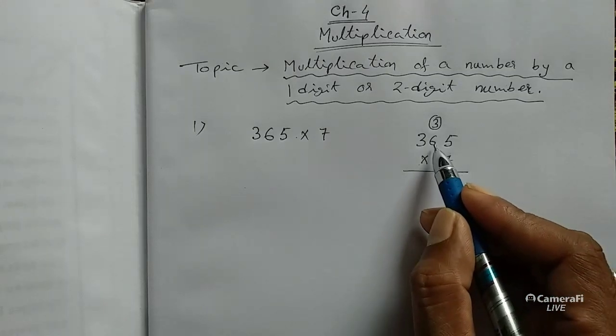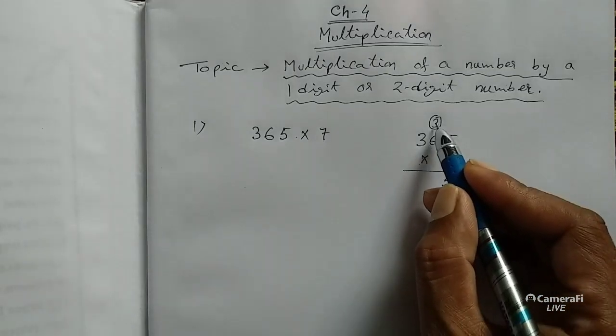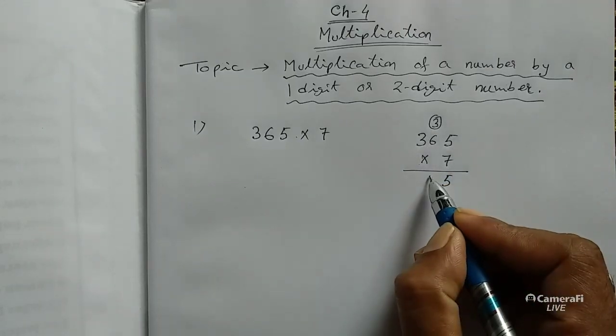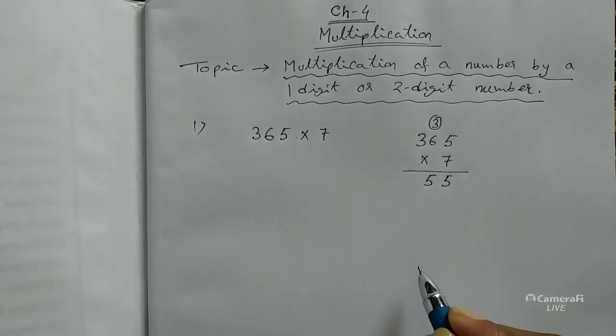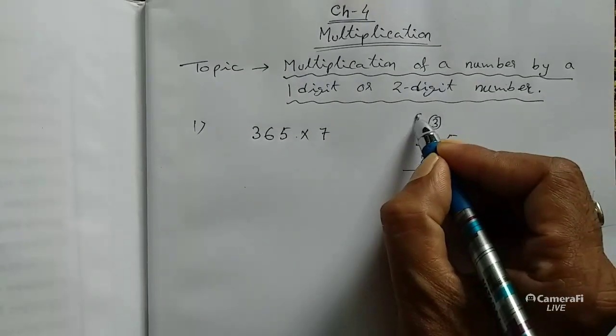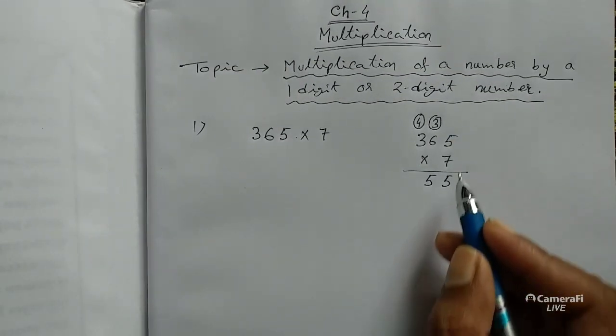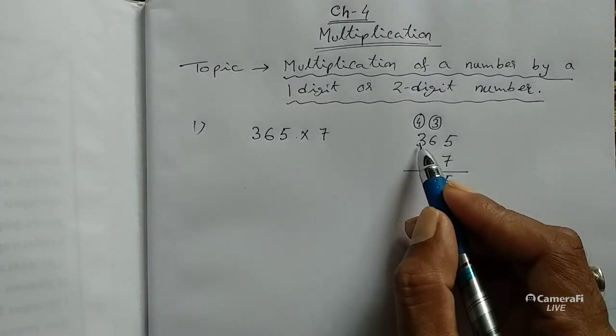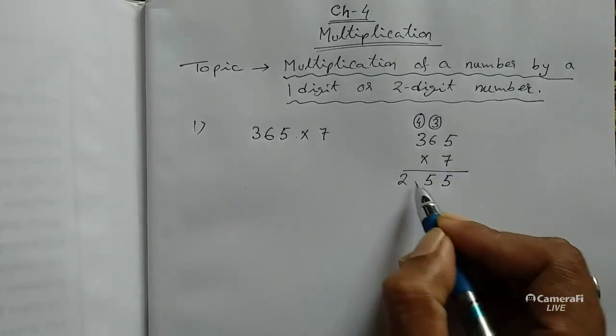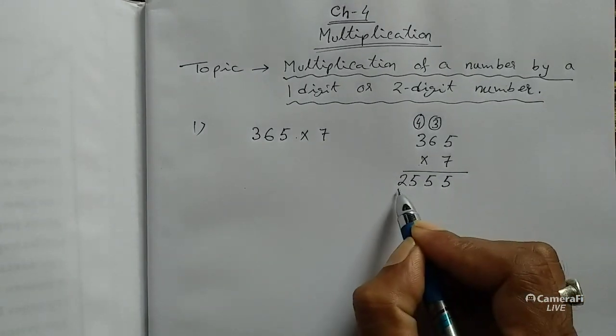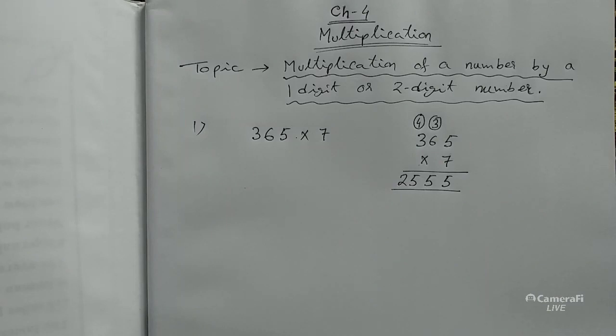Now here 7 6s are 42. 42 plus carry 3 is 45. For 45, 5 we will write and 4 carry for next step. 7 3s are 21. 21 plus 4 is 25. So 2555. This becomes the answer.